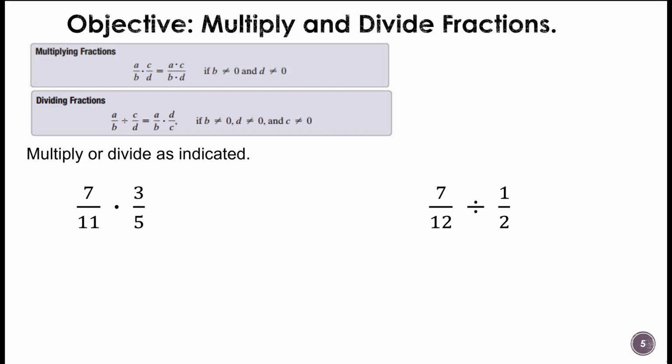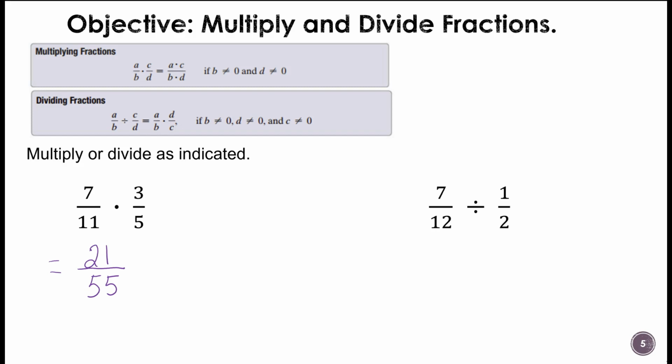On the first example you can see that we don't have any common factors. If we did, then we would have to factor some before we multiply. If you notice up above, when you multiply fractions you take the numerators and multiply them and then multiply the denominators. So on this I'm going to take 7 times 3 and 11 times 5 in the denominator. It doesn't simplify because nothing simplified in the first place.